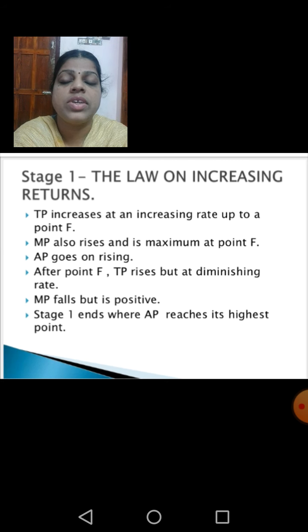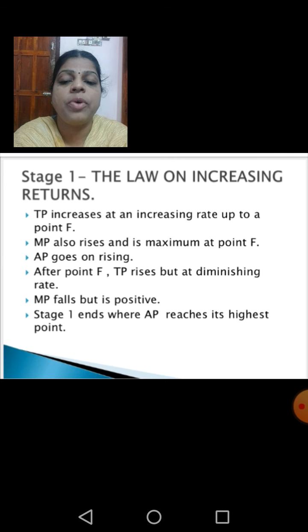See, children, you look at the curve, and what about the MP? When TP increases at an increasing rate, at that time the MP also rises and it is maximum at point F. At the point F, you look at the curve of the MP, that MP is maximum. What about the AP in stage 1? The AP goes on rising, right?